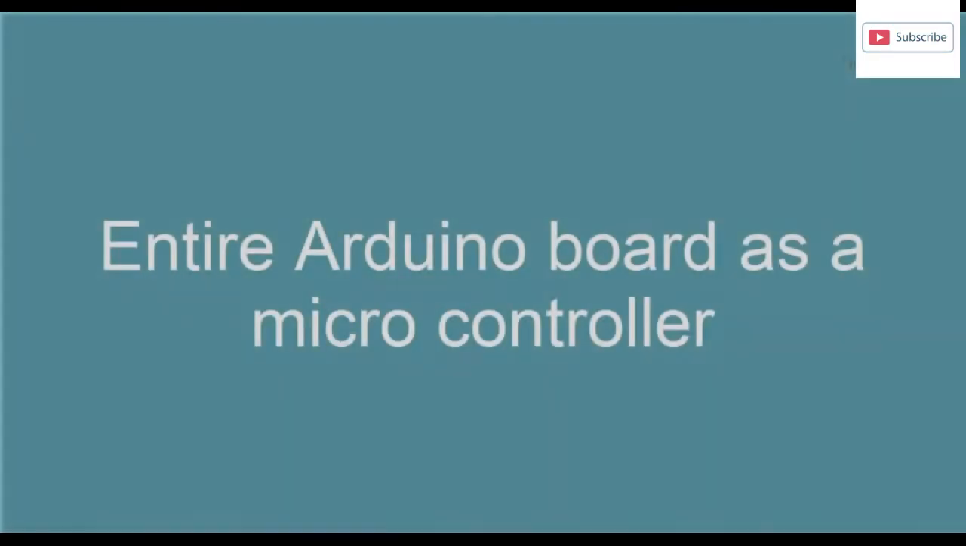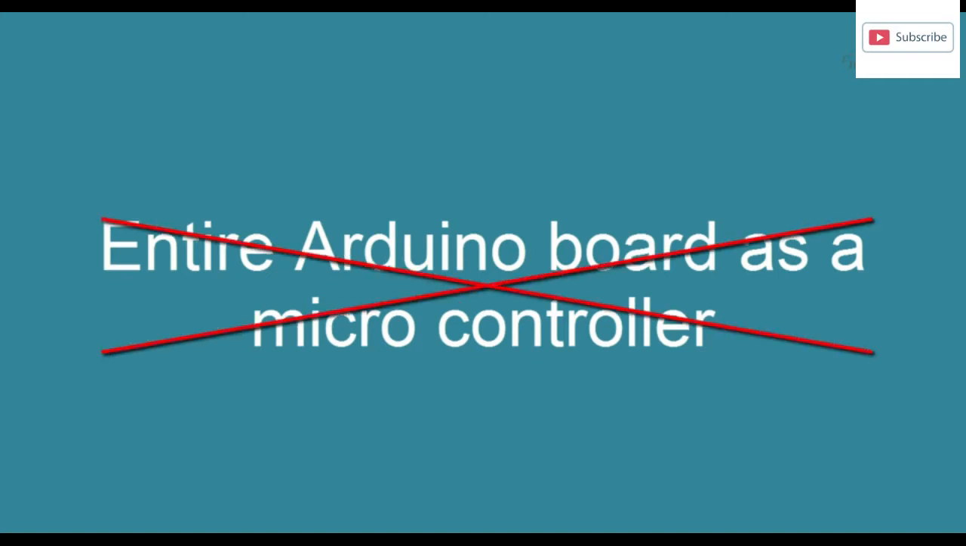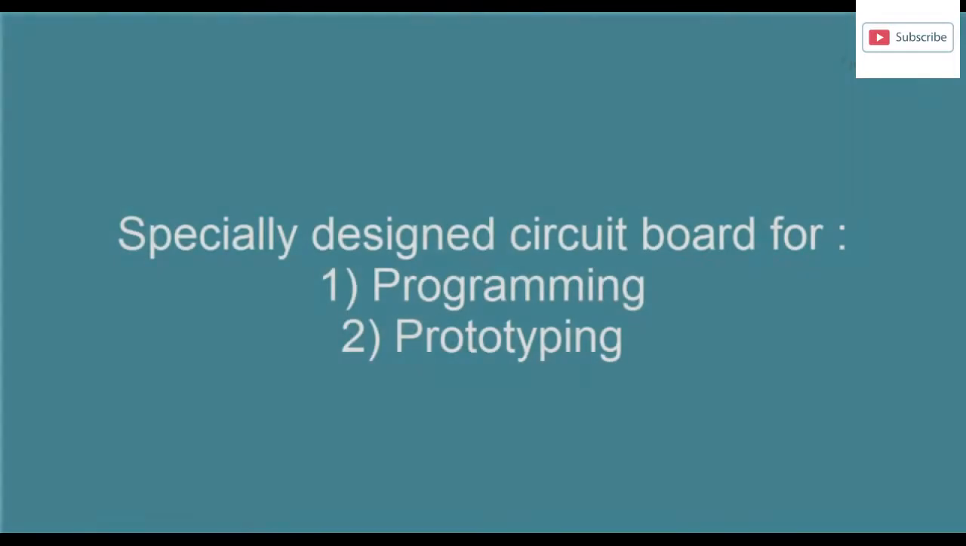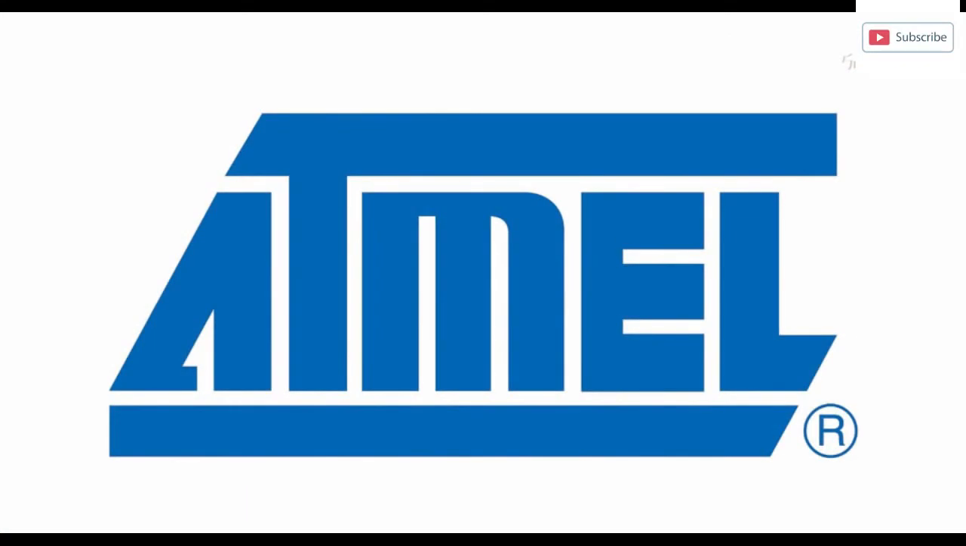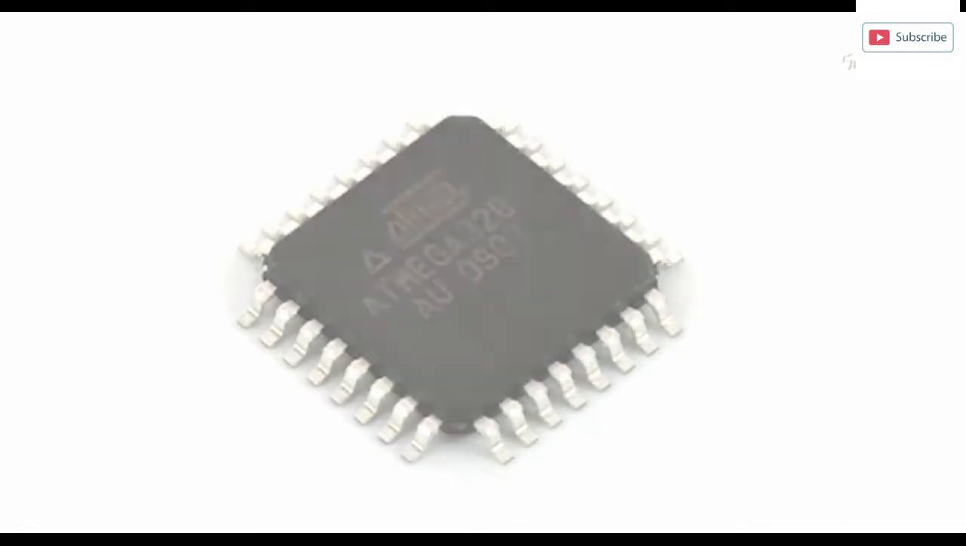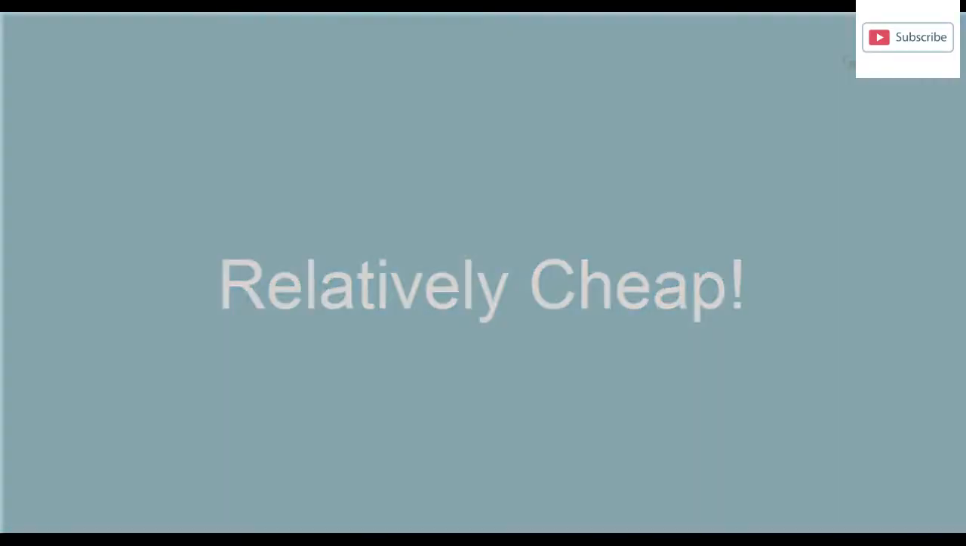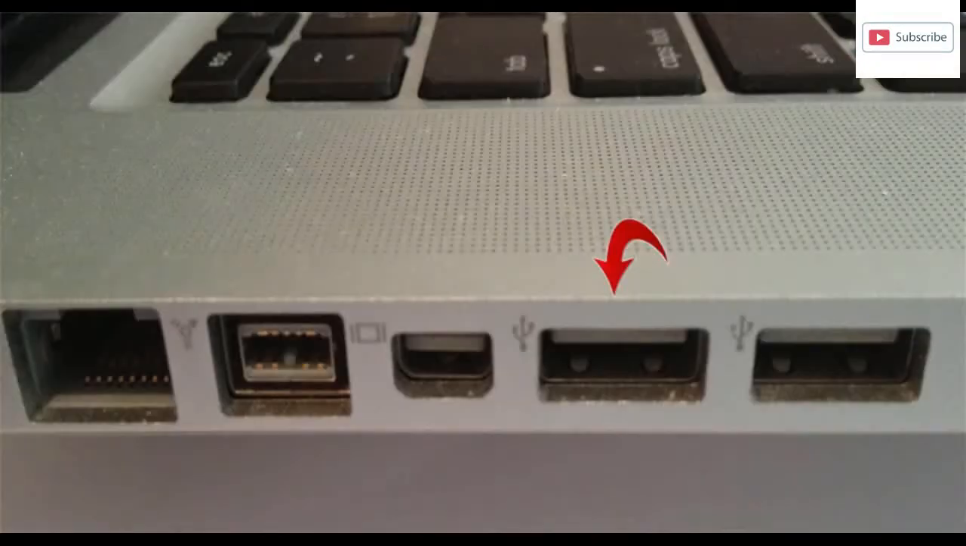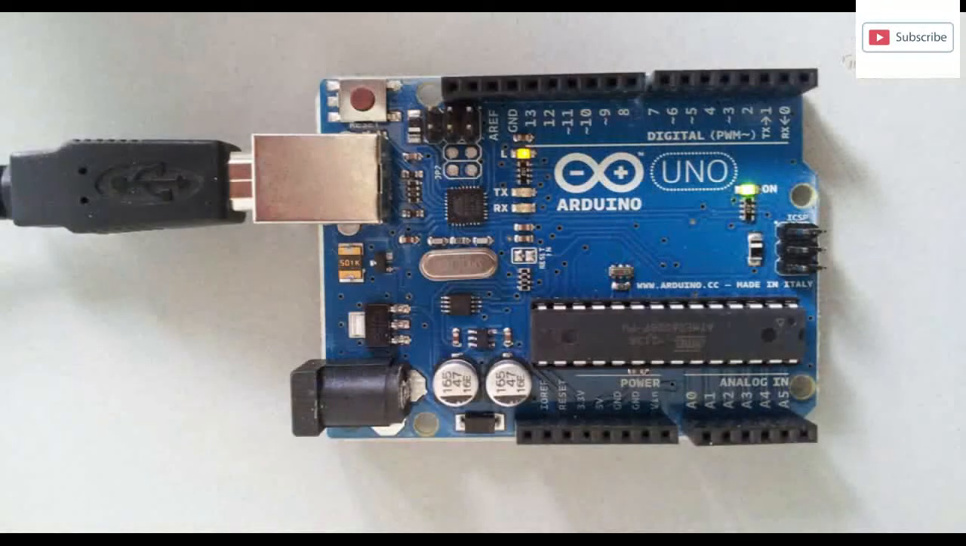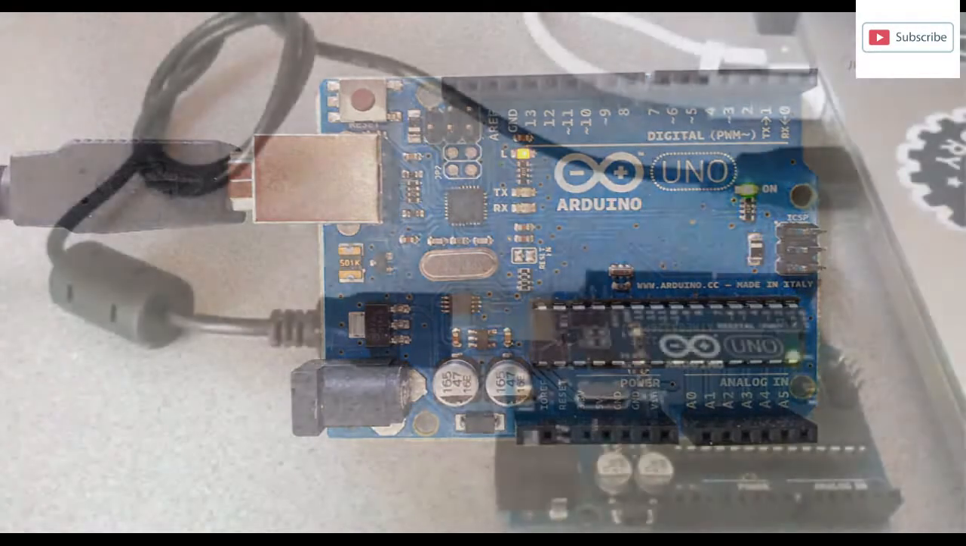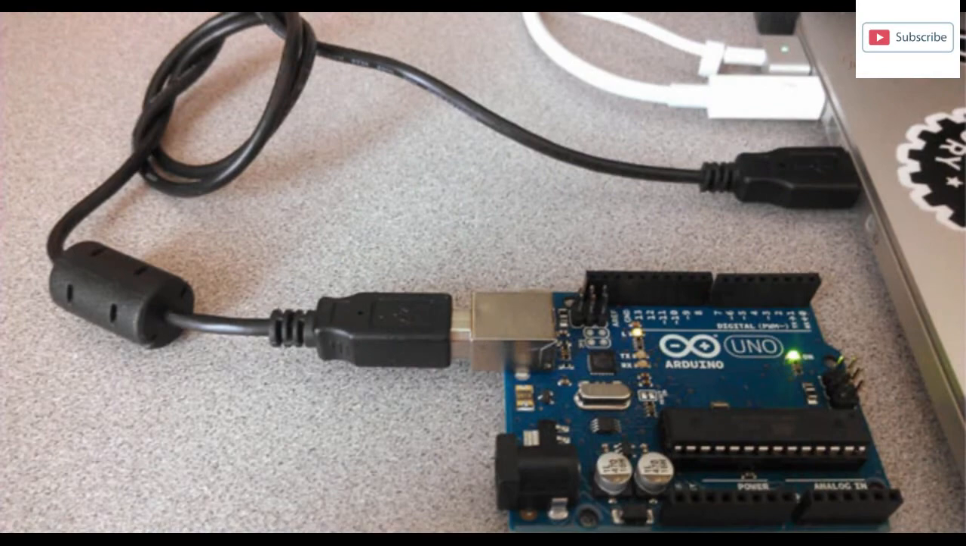Some people think of the entire Arduino board as a microcontroller, but this is inaccurate. The Arduino board is a specially designed circuit board for programming and prototyping with Atmel microcontrollers. The nice thing about the Arduino board is that it is relatively cheap, plugs straight into a computer's USB port, and it is dead simple to set up and use compared to other development boards.